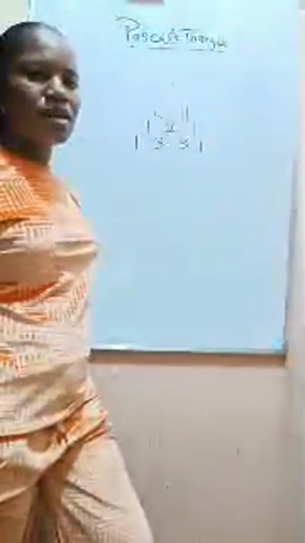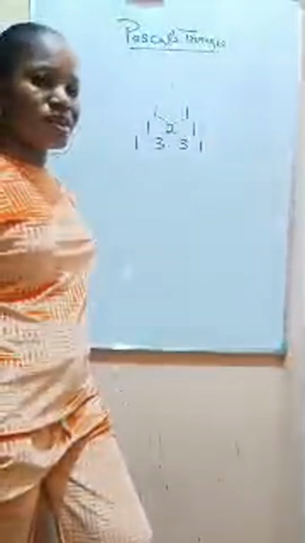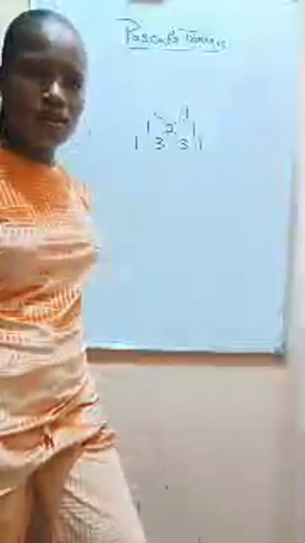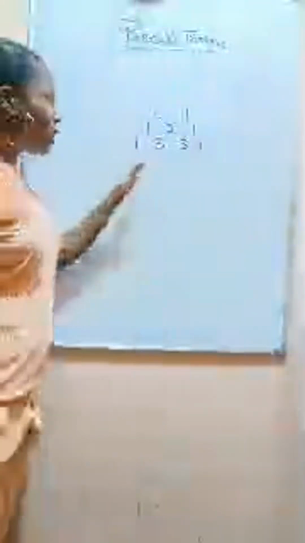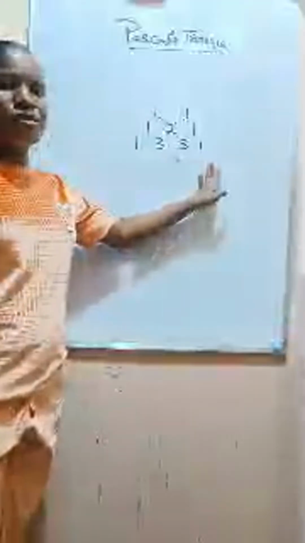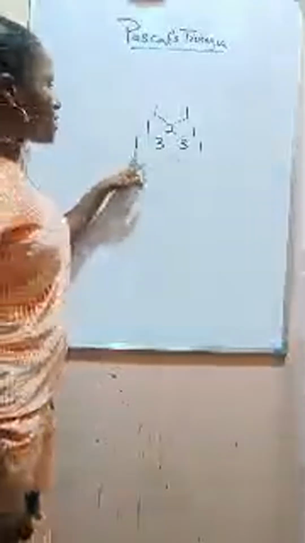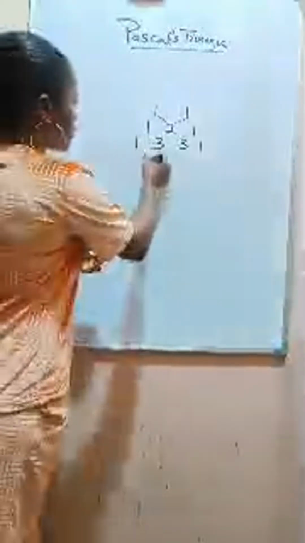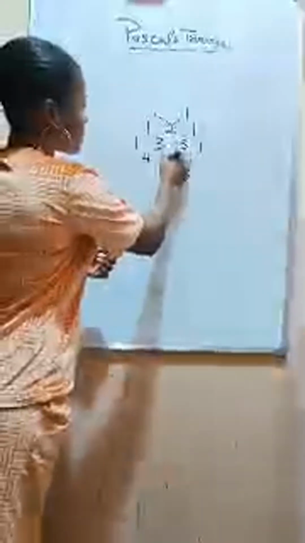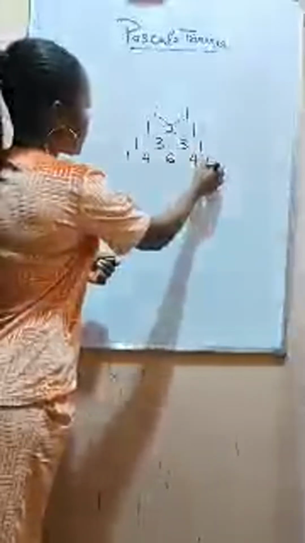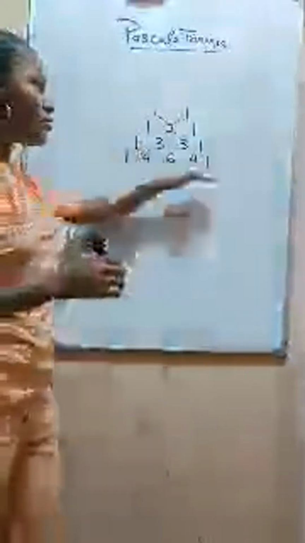Okay, so I think what I need to do now is simple. I'll just try and finish today's lesson. Then in our next live class, I will find a way around the whole thing. Now, if you look at this particular one, we have formed the fourth line. To form the fifth line, we add again. 1 plus 3 will give us 4. 3 plus 3 will give us 6. 3 plus 1 will give us 4. Then you complete the line with 1 and 1. This is the fifth line.